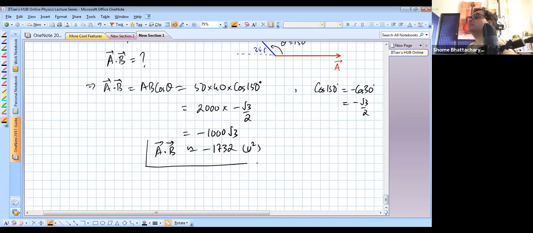So this example shows us something interesting, that A dot B can also be a negative quantity, or the dot product or the scalar product of A and B can result in a negative quantity also.